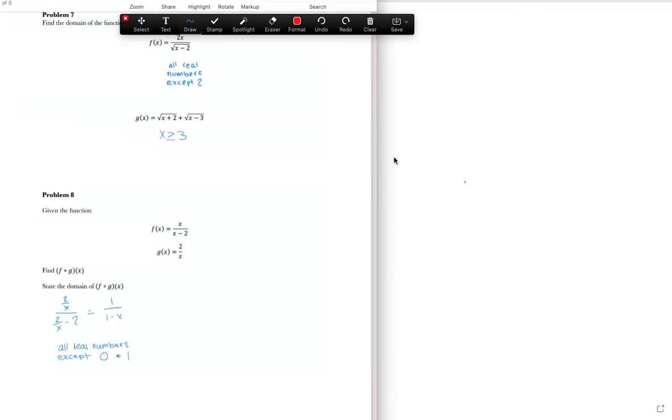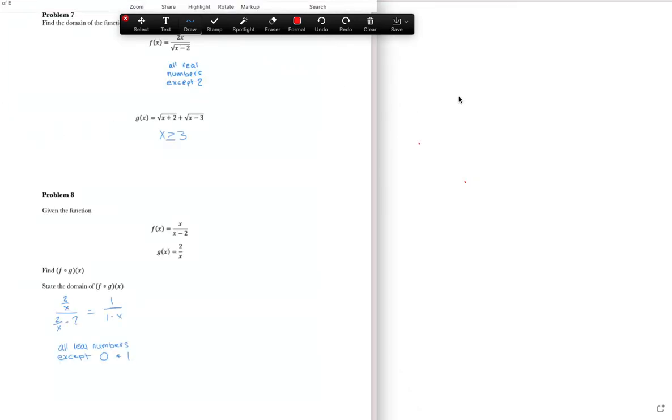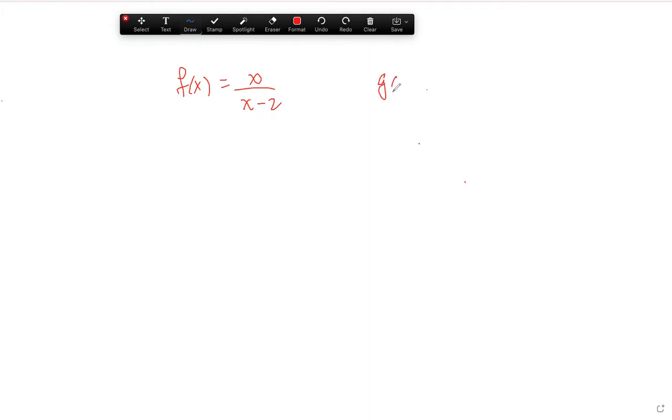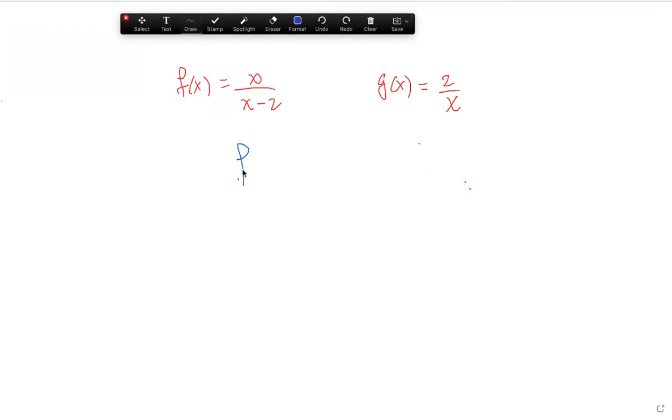So for problem 8, f of x is equal to x over x minus 2, and g of x is equal to 2 over x. Now, for f of g of x, you have no idea how many kids, even at Hackley, struggle with this idea of composition. So I'm very, very happy with how quickly you owned it, and your work is correct. I'm just going to simplify a little bit more than you did.